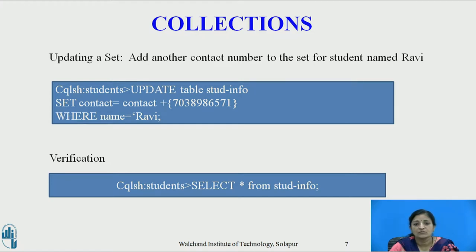Now how to update a set? Add another contact number to the set for the student named Ravi. So update table student info, set contact is equal to contact plus a new mobile number for a student named Ravi. So verification can be done again by using select star from student info.